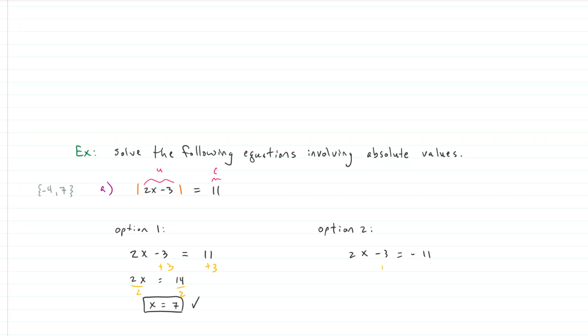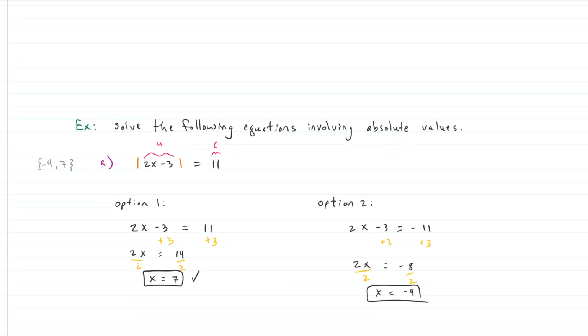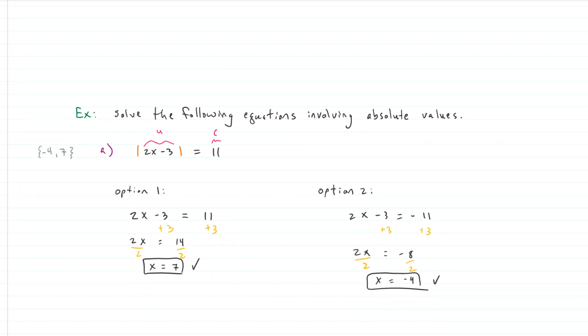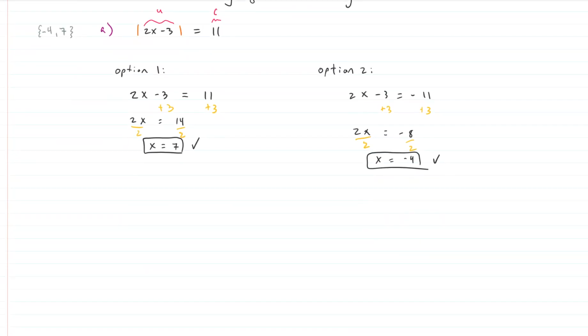And let's go to option 2 and solve this second equation. Again, we add 3 to both sides. We get 2x equals negative 8. We divide by 2, and we get x equals negative 4. We can plug that back into the original equation and see that we get a true statement as well. So x equals negative 4 is also a valid solution. Not as bad as it looks, right? Let's do another one.